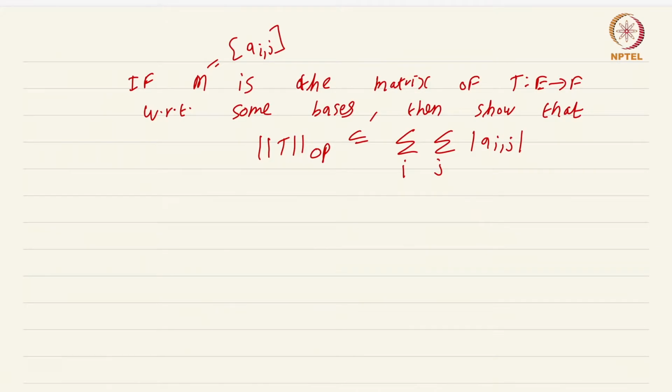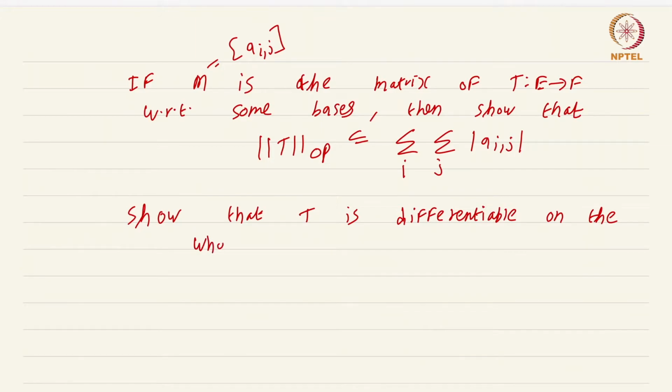Okay, now finally show that T is differentiable on the whole of E and the derivative is itself. This last part is rather trivial, the derivative is itself. This will just follow from the way we have formulated the notion of derivative as a best linear approximation.